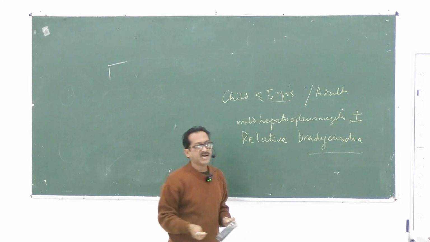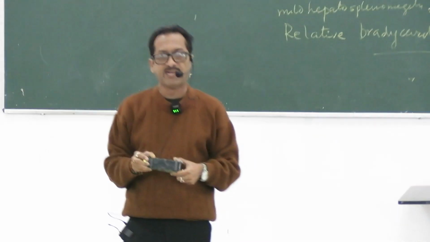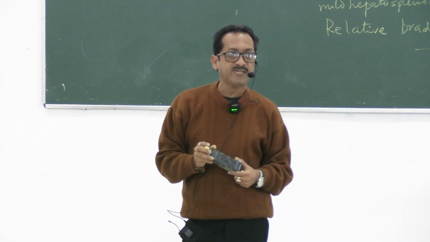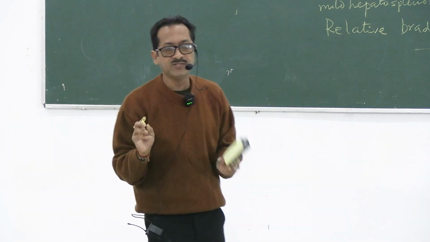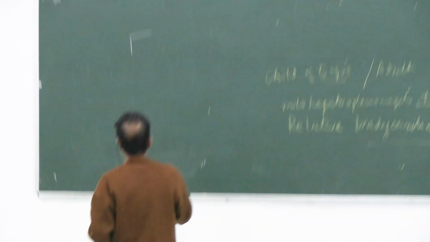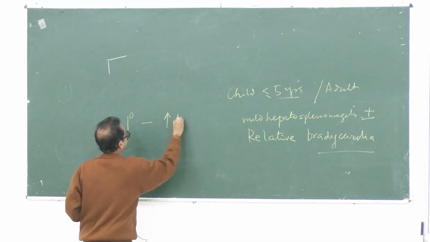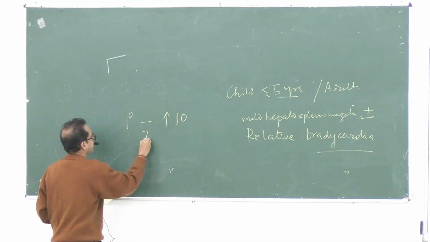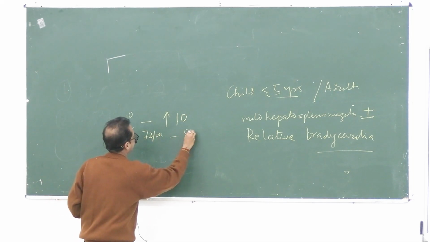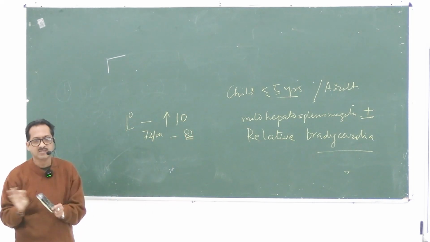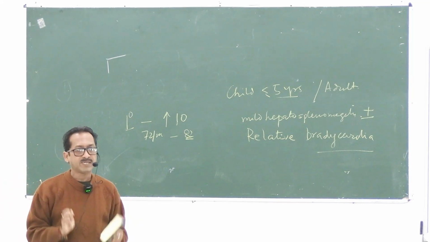Do you have any idea? With a 1 degree Fahrenheit rise in temperature, pulse rate rises by what? On average, with a 1 degree Fahrenheit rise in temperature, pulse rate usually increases by 10. So if it is 72 on average, then a 1 degree rise will lead to 82. This is an average, it is not fixed that it will rise by 10, but it is approximate.